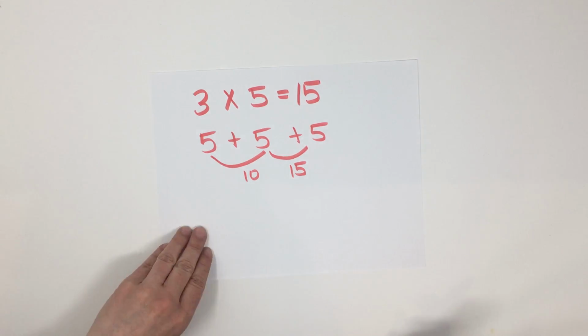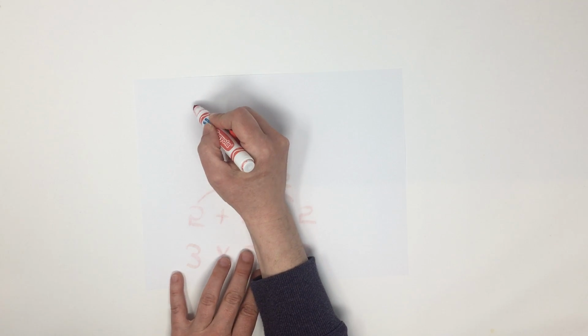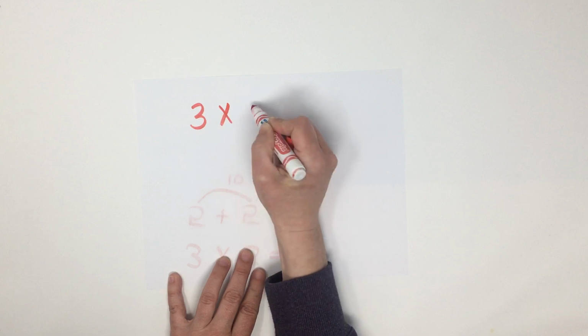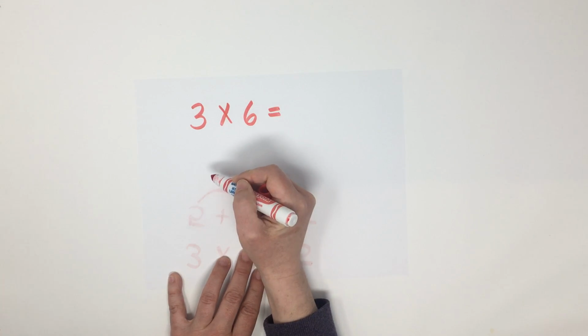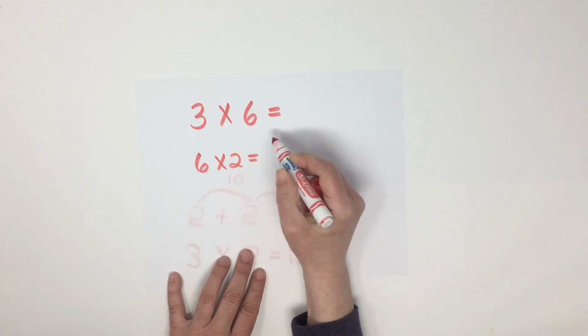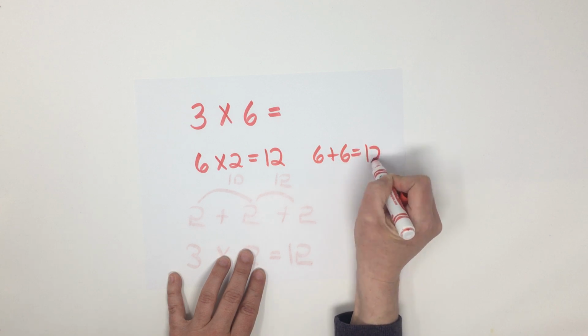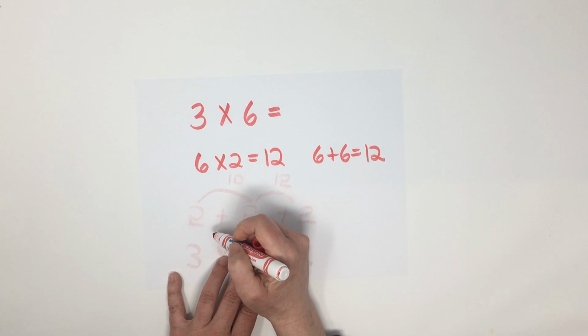Let's try another one. Let's say we have, this is a trickier one. 3 times 6 equals, well, I know 6 times 2 is 12, because 6 plus 6 equals 12, but I need to add one more.